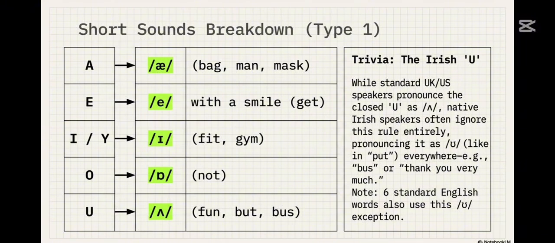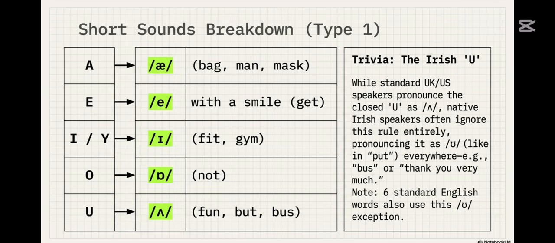So for example, letter A in a closed syllable, we pronounce it as /æ/: bag, man, mask. Then letter E, sound /e/. For example, get, pet. Letter I and Y, sound /ɪ/. For example, fit, gym. Then letter O, sound /ɒ/, not. Letter U, sound /ʌ/.